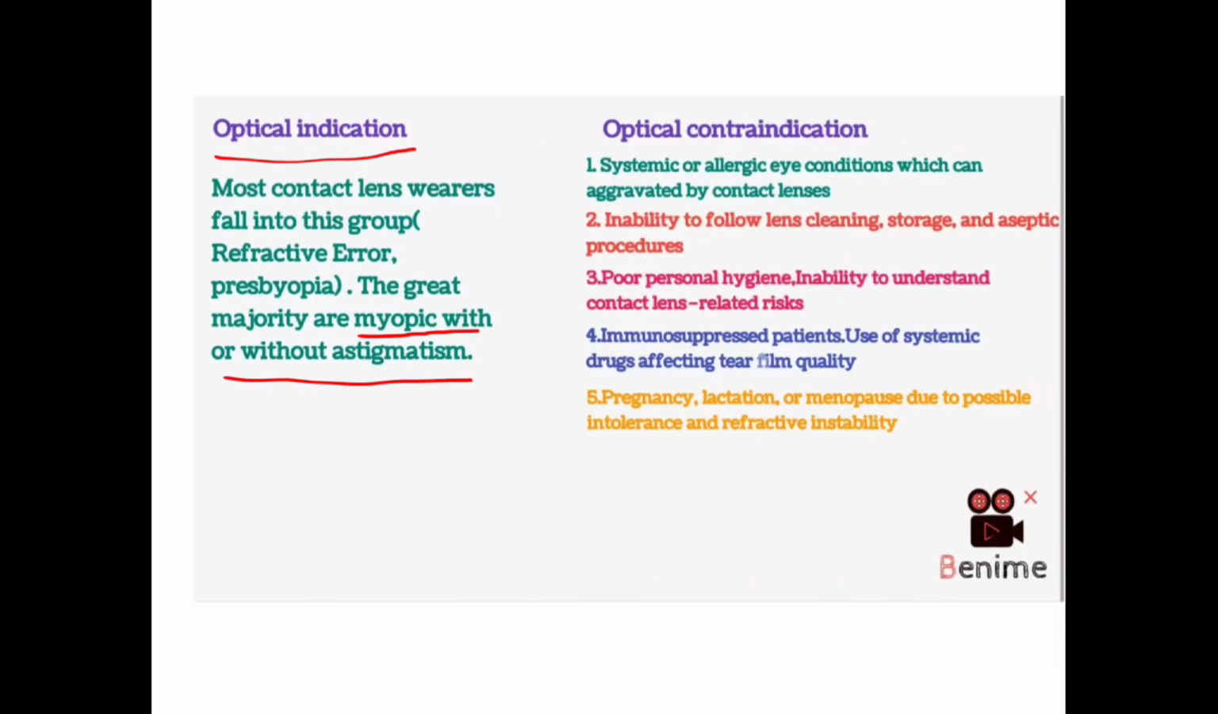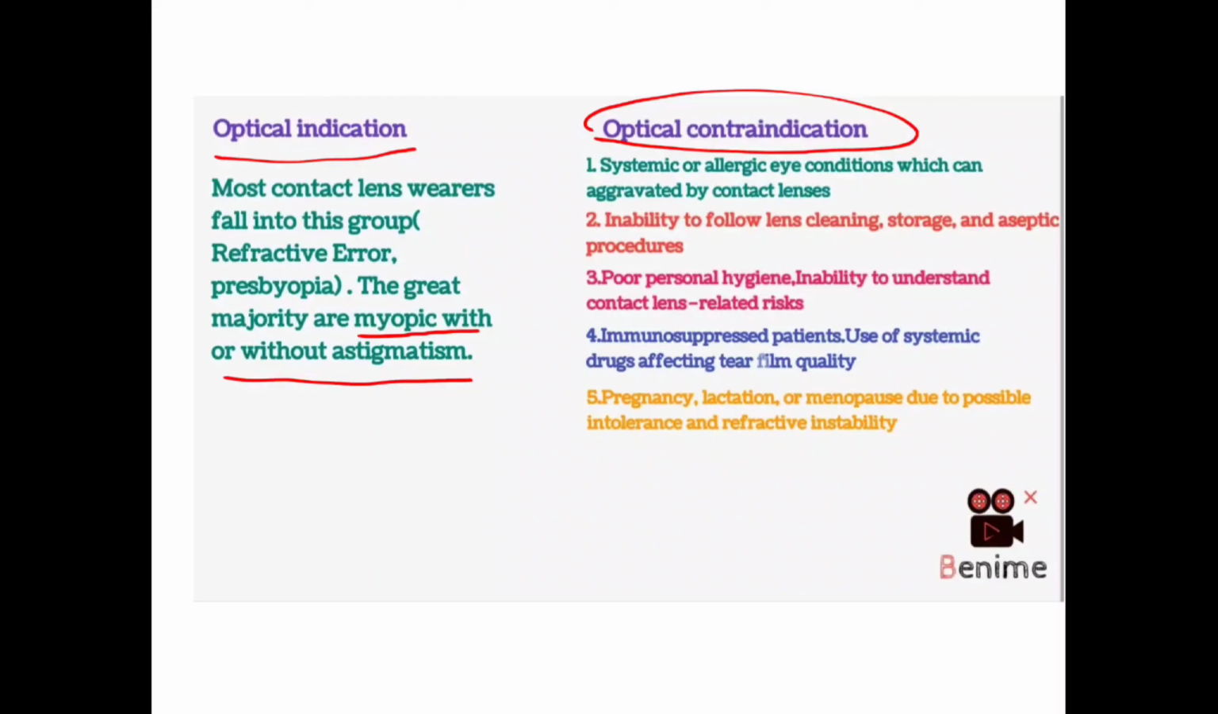Now we'll talk about the optical contraindications. First is a systemic or allergic eye condition which can be aggravated by contact lenses. If there is any systemic condition or allergic eye condition, we should not prescribe contact lenses. Second is inability to follow lens cleaning, storage and aseptic procedure. If your patients are not able to follow this, we should not give contact lenses. Third is poor personal hygiene and inability to understand contact lens related risks.